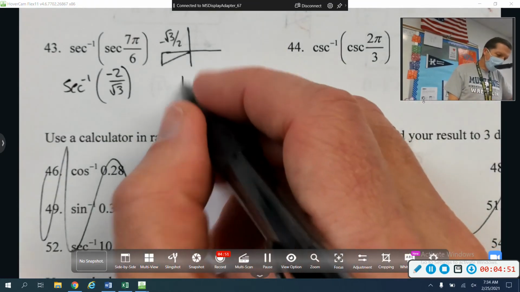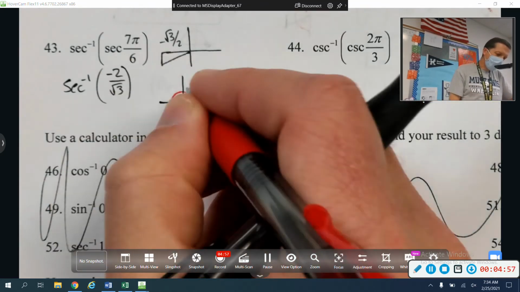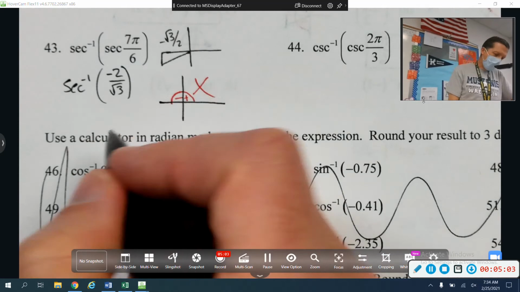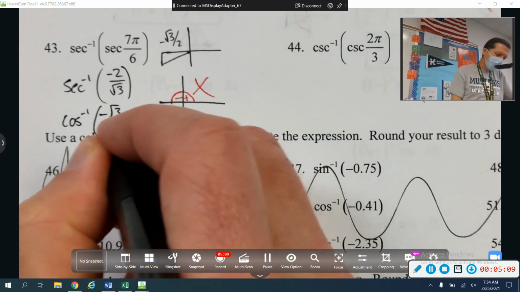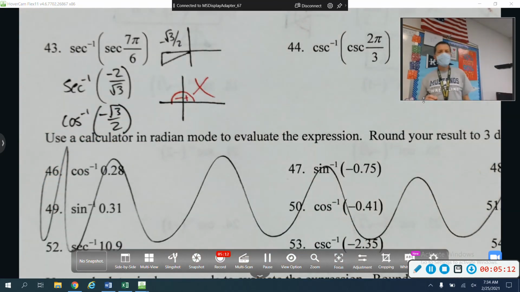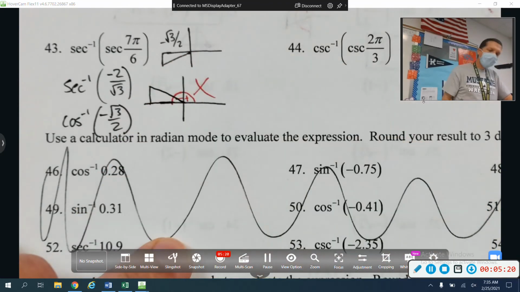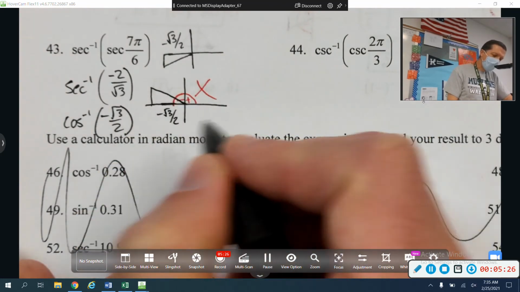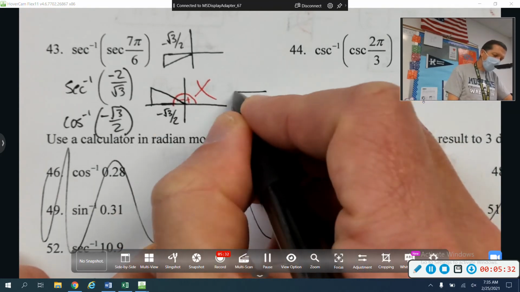Inverse secant, well, secant and cosine come from 1 or 2. It's negative, so it's got to be in quadrant 2. And I don't want to think about secant, I'd rather think about cosine. Inverse cosine of negative root 3 over 2. So second quadrant, I want my x-coordinate to be the long side. Well, if the x-coordinate is the long side, that would make this a shallow angle, which would be pi over 6. And in the second quadrant, that would be 5 pi over 6.